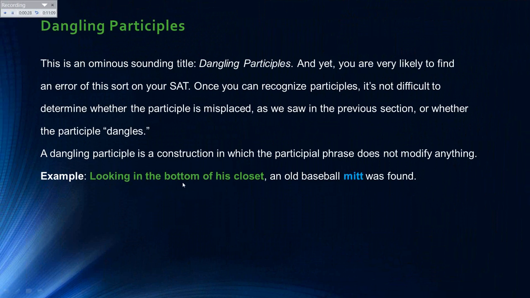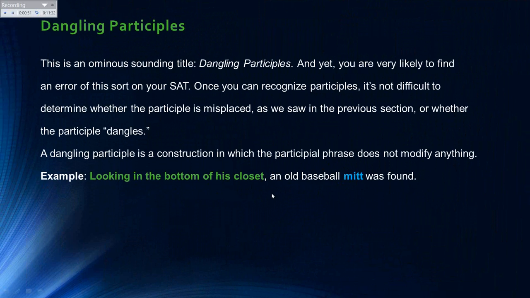Here's your example. Looking in the bottom of his closet, an old baseball mitt was found. We don't know who was looking in the bottom of the closet. According to this sentence, the mitt was looking in the bottom of the closet and apparently found itself, because participial phrases simply do modify the noun they sit next to, whether we like it or not.